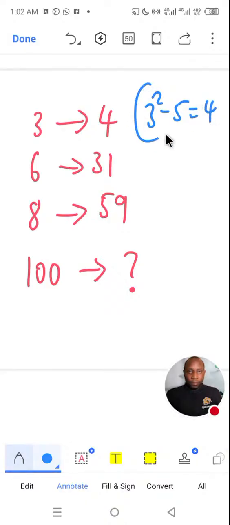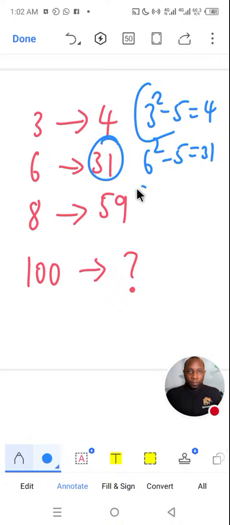Let's try that here as well. 6 raised to the power of 2 is 36. 36 minus 5 is 31, and that's what I have here. So let's come to this one. 8 squared minus 5. What is 8 squared? That's 64. Minus 5 is 59. You see that? Good.